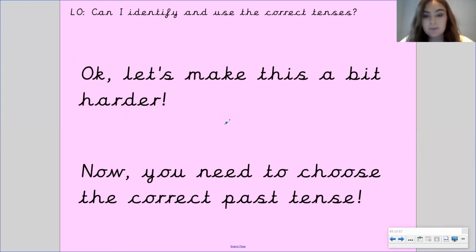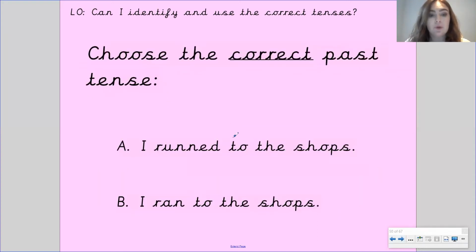Okay, we're going to make this a bit harder now. Now you need to choose the correct past tense. So we've got A, I runned to the shops, or B, I ran to the shops. Which do you think it might be? Pause the video to have a think. Well done if you got B. Runned is not a word. I know it ends in ed, however, we do not use the word runned. It is ran. So well done if you got that.